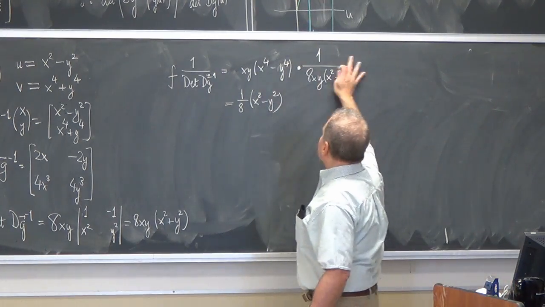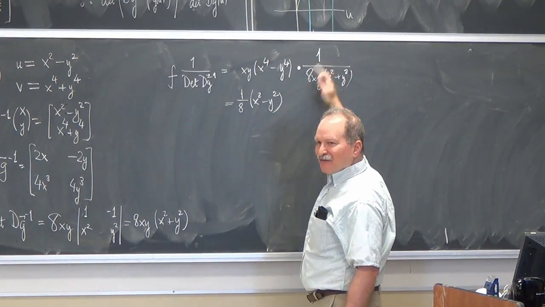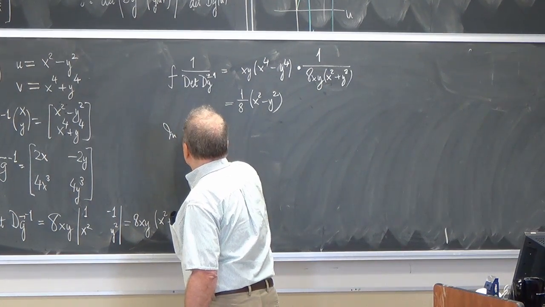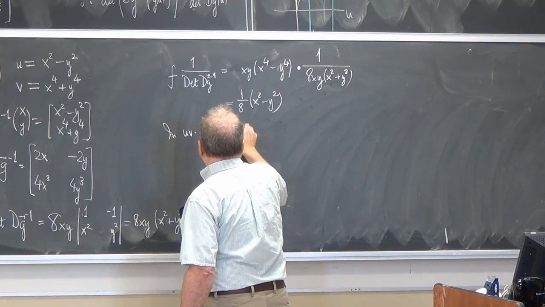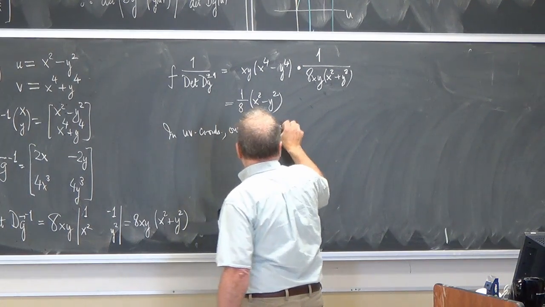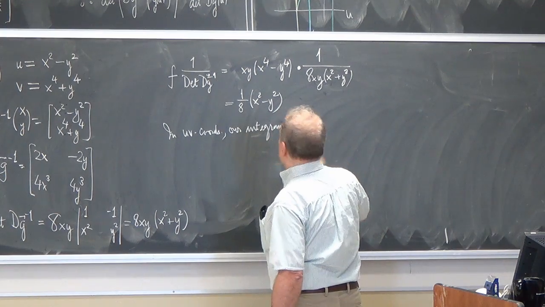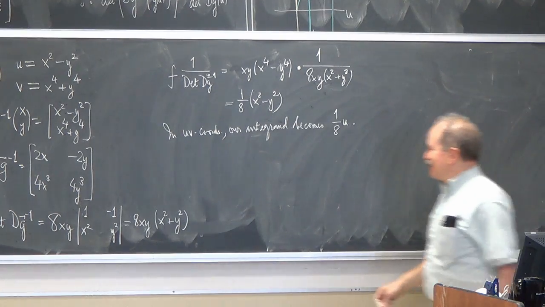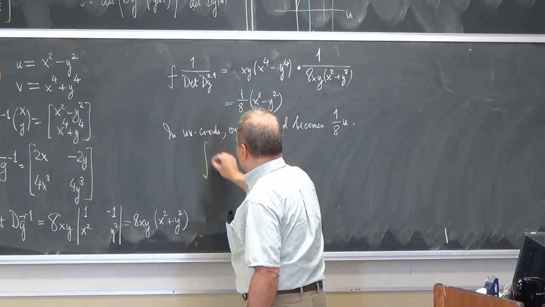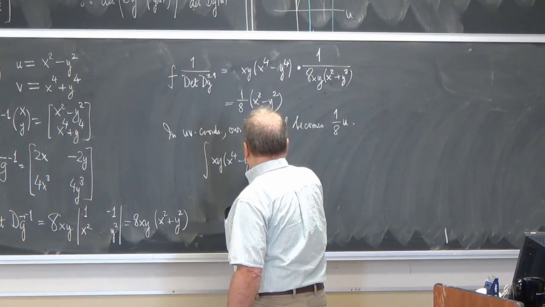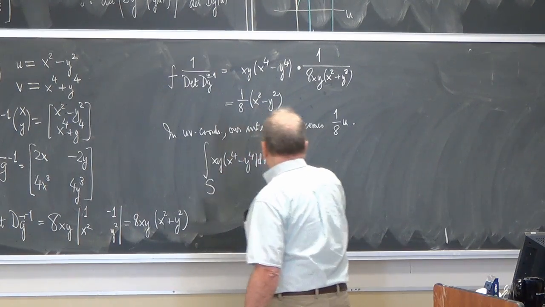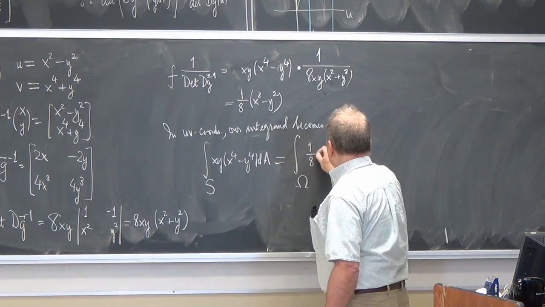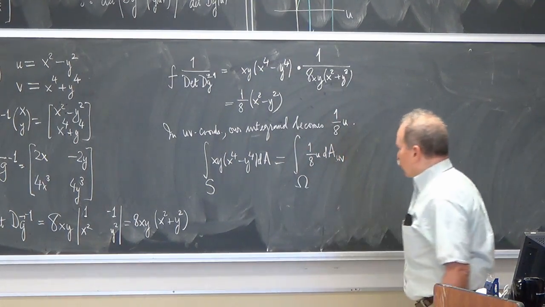So I couldn't do all that stuff in terms of u and v, but when I simplify the ratio, I have something I can do easily in terms of u and v. So in uv coordinates, our integrand becomes u over 8. That's pretty easy. Now we've got to find the region. So we write down our original problem: the integral over S is the integral over some, to be determined, omega, of 1/8 of u, integrated over uv space. So what's omega?